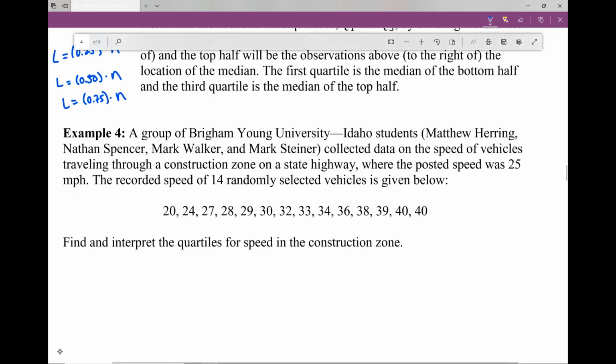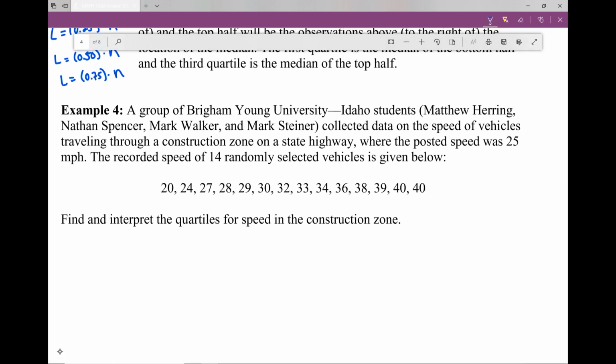So let's look at example 4. Brigham Young University Idaho students, Matthew, Nathan, Mark, and Mark, collected data on the speeds of vehicles traveling through a construction zone on a state highway, where the posted speed was 25 miles per hour. The recorded speed of 14 randomly selected vehicles is given below. So we have 14 vehicles. Find and interpret the quartiles for speed in the construction zone.